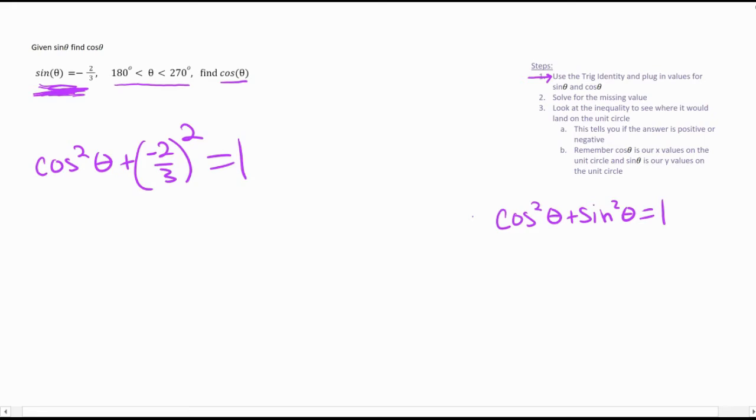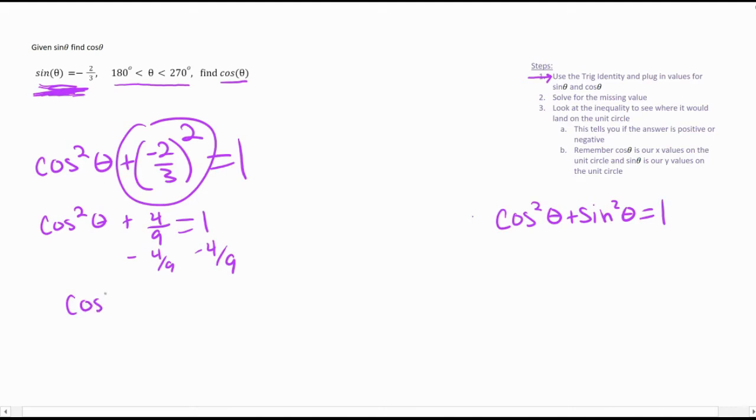Now, all I have to do is solve for cosine theta. I'm just doing some algebra here. First of all, I'm going to evaluate this. So I end up getting cosine squared theta plus negative 2 over 3 times itself is 4 over 9 equals 1. And now I'm solving for cosine squared theta. So I'm subtracting 4/9 from both sides, which gives me cosine squared theta equals 5 over 9. And now I've got to get rid of that square, so I'm taking the square root of both sides. So I get cosine of theta equals the square root of 5 over 9.